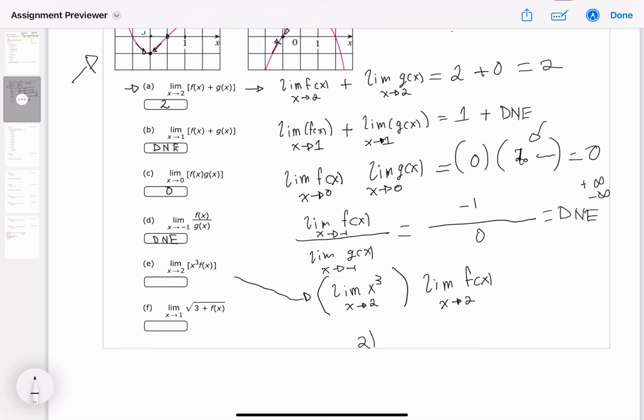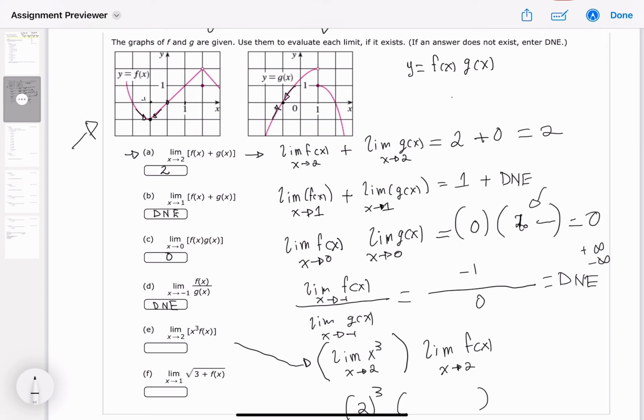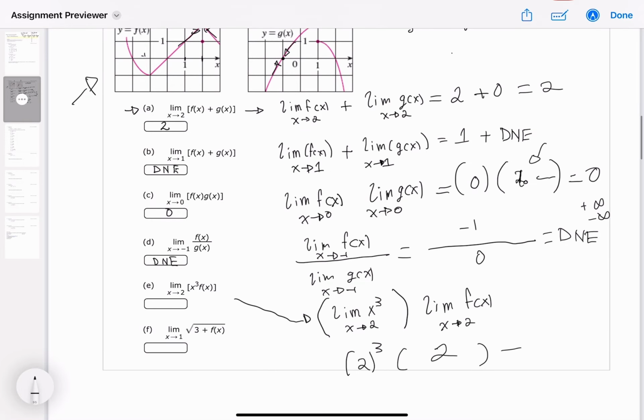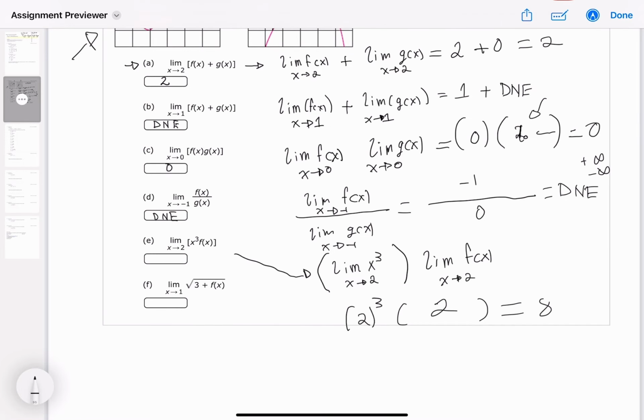Instead of writing x, I will write 2 cubed. Okay, that is the first limit. And the second limit, I have to take a look at the graph and see what happens when my number x approaches 2. The number 2 is here. As I approach here and here, I'm approaching what number? I'm approaching the number 2. So that would be 2 to the cube is 8 times 2, that is 16. Okay, 16 here.